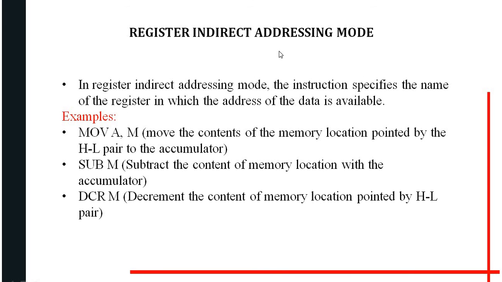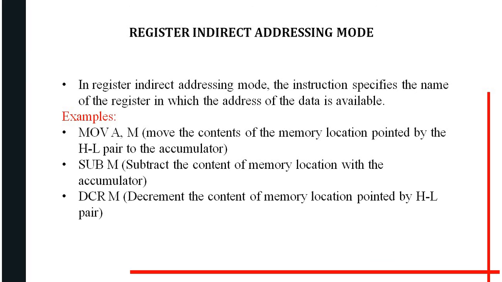Next, register indirect addressing mode. In register indirect addressing mode, the instruction specifies the name of the register in which the address of the data is available. Example, MOV A, M. M is indirectly the HL register pair. So move the contents of the memory location pointed to by the HL register pair to the accumulator. Indirectly it is mentioned as the HL register pair. That's why it is called the register indirect addressing mode.